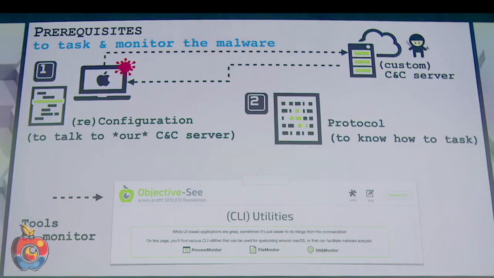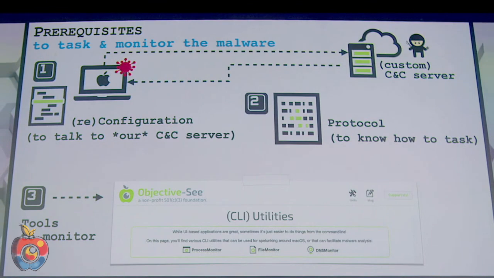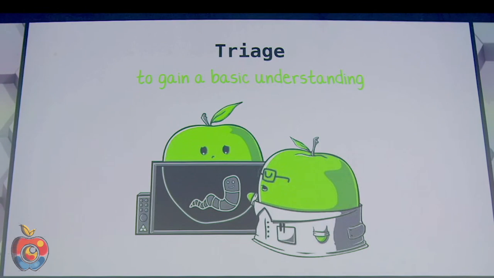Now, obviously, there are some prerequisites for this. There are three specific ones. First, we have to figure out a way to reconfigure the malware or get it to talk to our command and control server instead of, obviously, the attacker's one. Second, we have to at least understand the protocol of the malware so that when it does connect to our command and control server, we can ask it the right questions to coerce it to perform its actions on our behalf, revealing its capabilities. And third, as I mentioned, we are going to need monitoring tools so we can observe the malware in action. But good news, we can use Objective-See's command line utilities to perform this.